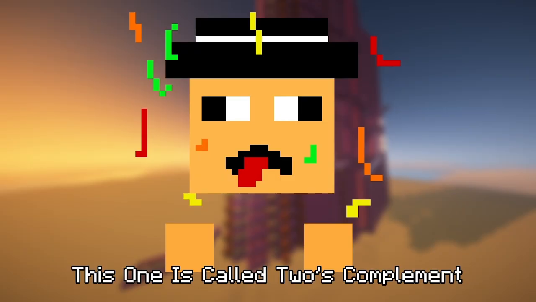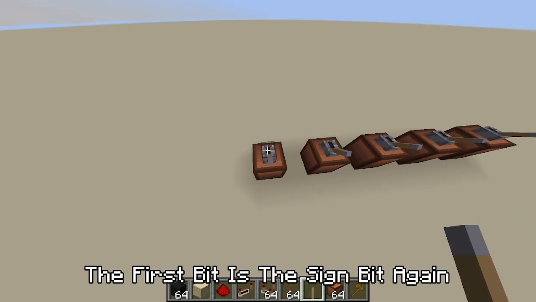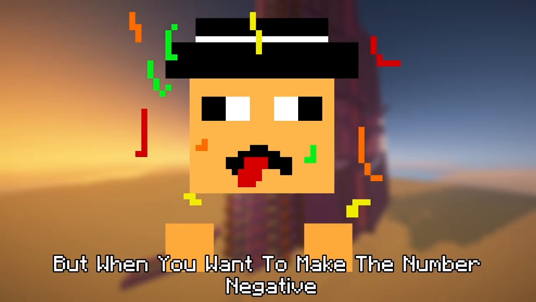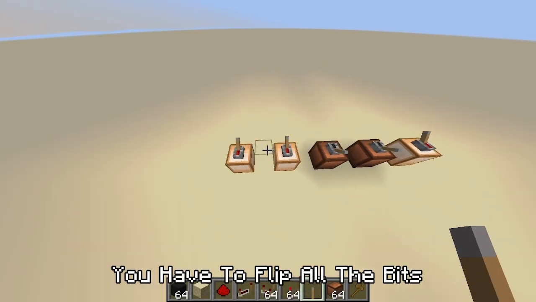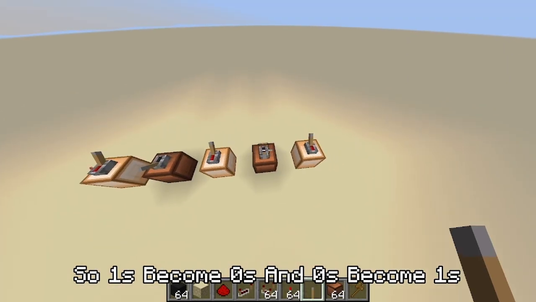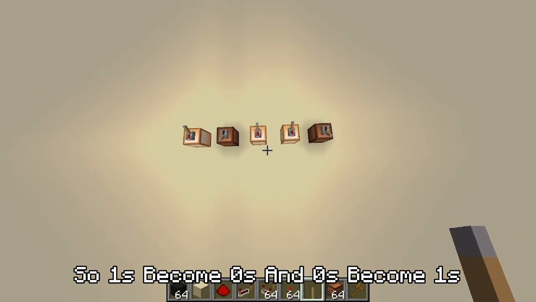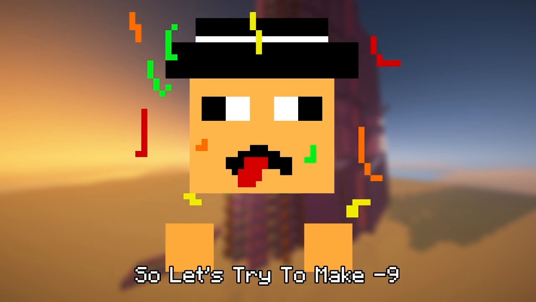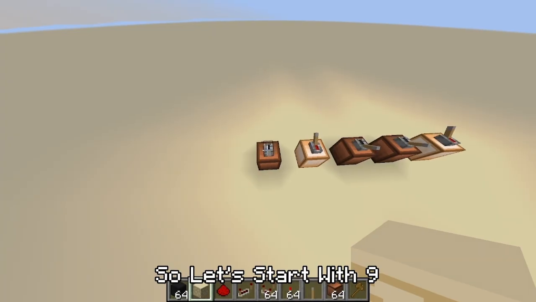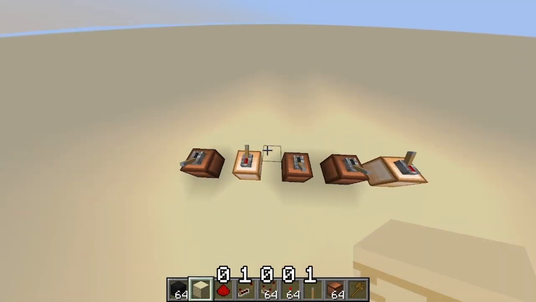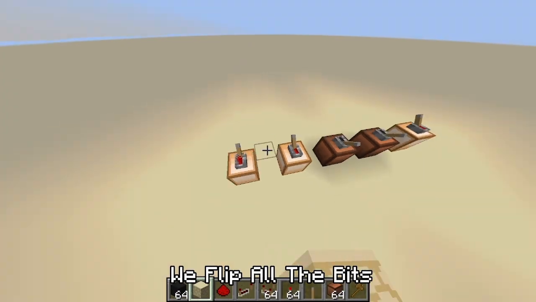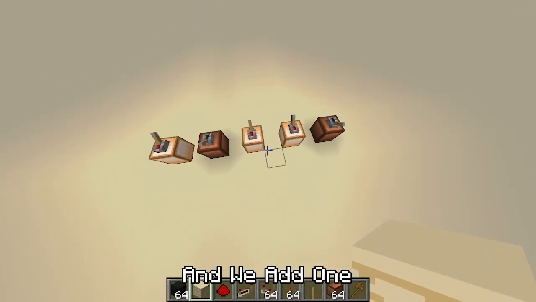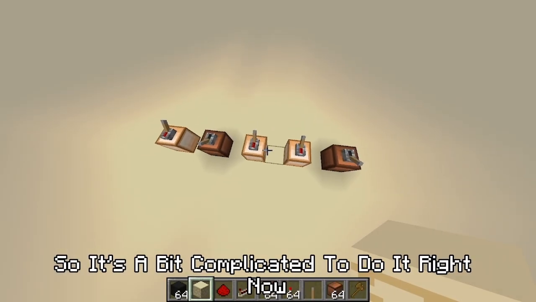Now the complicated method. This one is called 2's complement. The first bit is the sign bit again, but when you want to make the number negative, you have to flip all the bits. So 1's become 0's and 0's become 1's. And you also have to add 1. So let's try to make negative 9. So let's start with 9. 0, 1, 0, 0, 1. We flip all the bits. 1, 0, 1, 1, 0. And we add 1.